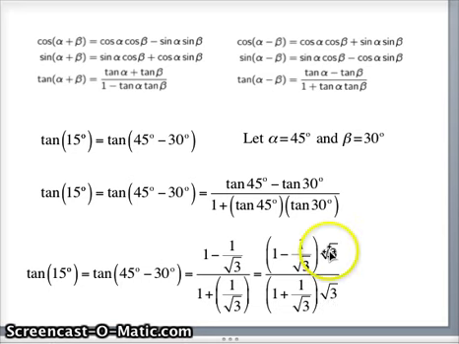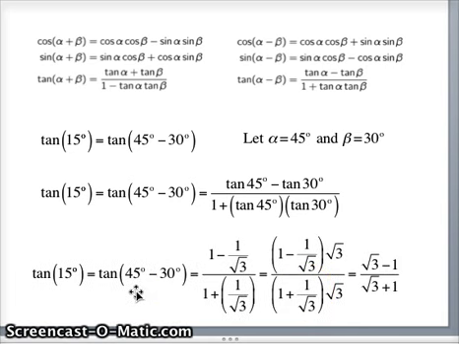Next, distribute. Root 3 times 1 is root 3. Root 3 times 1 over root 3 is just 1. So the top becomes root 3 minus 1. On the bottom, root 3 times 1 is root 3. Root 3 times 1 over root 3 is just 1, so we're going to get root 3 plus 1 on the bottom. And our answer will be root 3 minus 1 over root 3 plus 1.